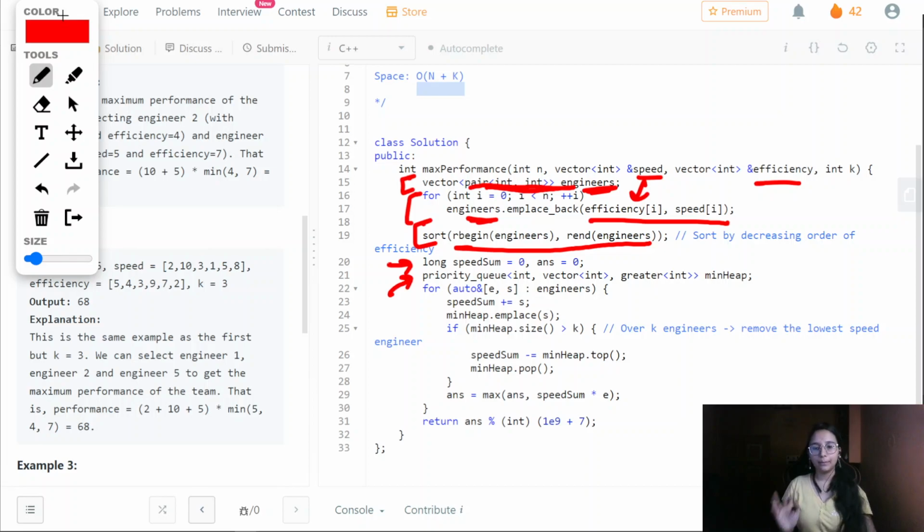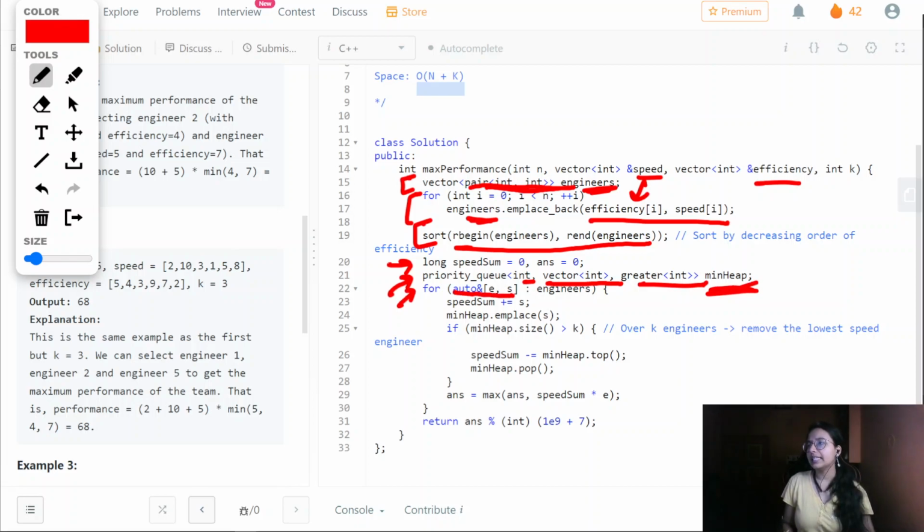Then here we are having the priority queue. So in the priority queue, here we are taking the vector of n, where all the states would be stored, and as it is C++, right? So C++ by default is a max heap, so we are making it a min heap. That's the thing which we are doing here.